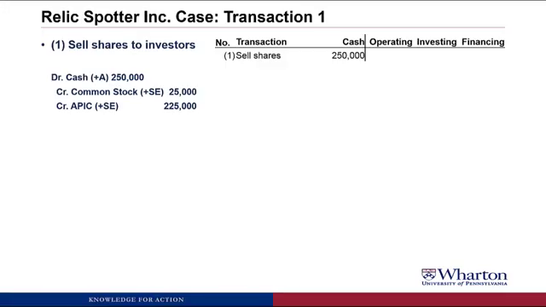Let's start with transaction number 1 for the Relic Spotter case. In this transaction, Relic Spotter sold shares to investors. In the journal entry, we debited cash for $250,000 because the company received cash and then credited common stock and APIC. So over here on the right-hand side of the screen, we'll keep track of all the cash flows, and I'll have you try to guess whether the cash flow is operating, investing, or financing. So let me put up the pause sign and guess which bucket it would go into.